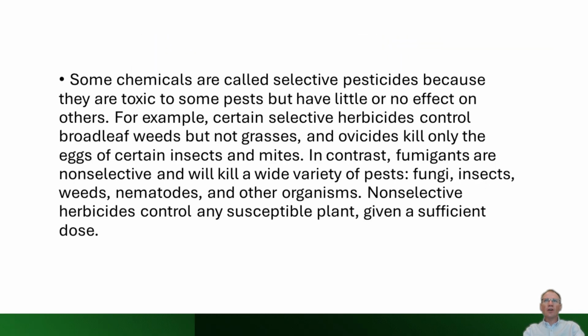Some chemicals are called selective pesticides because they are toxic to some pests but have little or no effect on others. For example, certain selective herbicides control broadleaf weeds but not grasses, and ovicides kill only the eggs of certain insects and mites. In contrast, fumigants are non-selective and will kill a wide variety of pests, fungi, insects, weeds, nematodes, and other organisms.